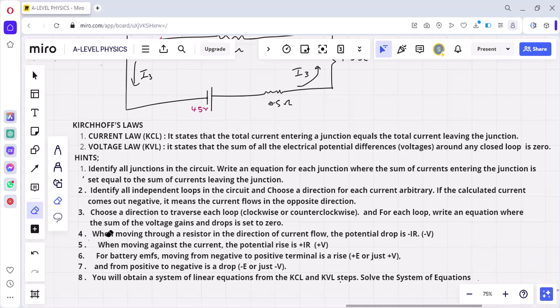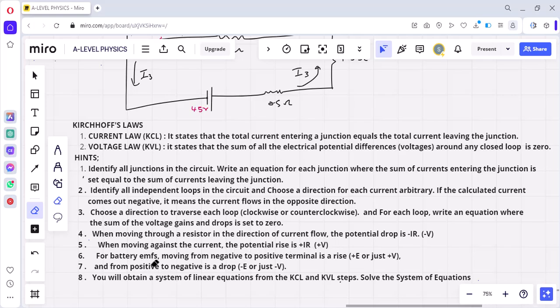Then, thirdly, you have to choose a direction to traverse each loop. Okay, so you can choose the clockwise direction or the anti-clockwise direction. Then for each loop, you have to write an equation where the sum of all the voltages, gains and drops is set to 0. Then the other thing is that when moving through a resistor in the direction of the current, the potential drop is negative. Then when moving against the current, the potential rise is positive.